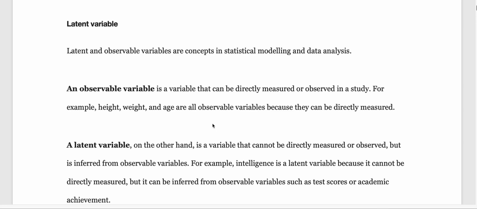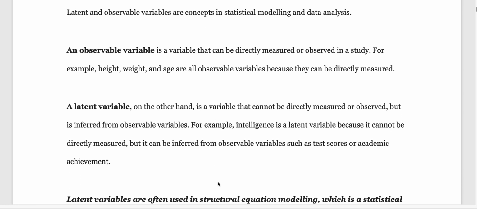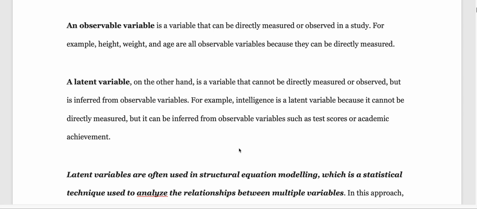A latent variable, on the other hand, is a variable that cannot be directly measured or observed but is inferred from observable variables. For example, intelligence is a latent variable because it cannot be directly measured, but it can be inferred from observable variables such as test scores and academic achievements.